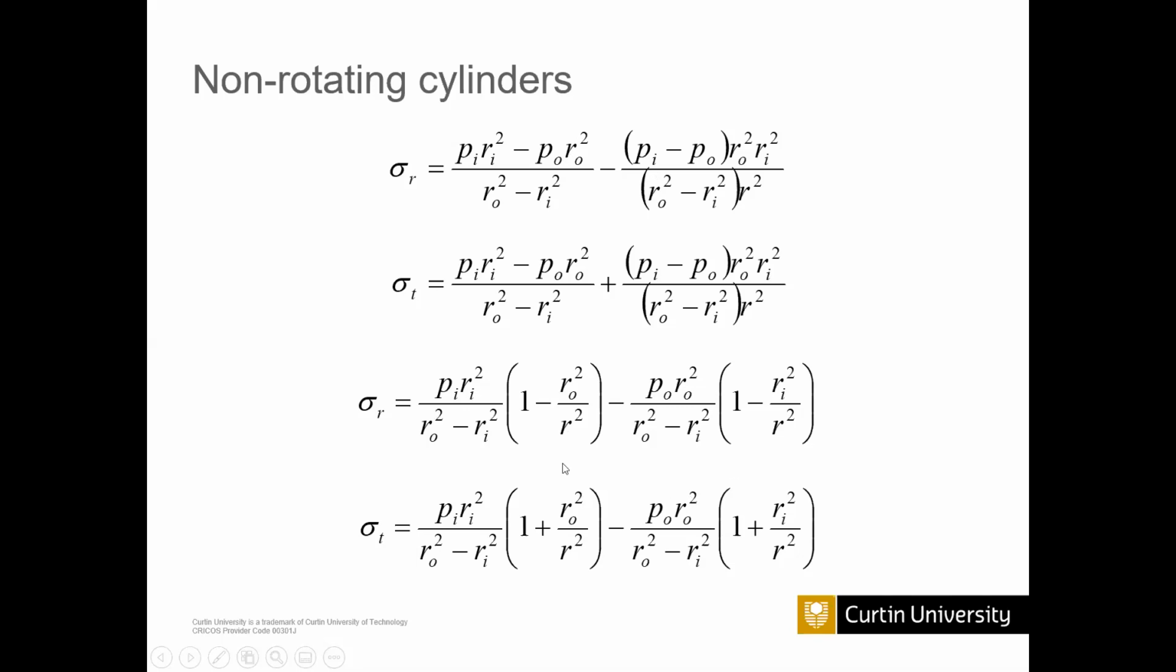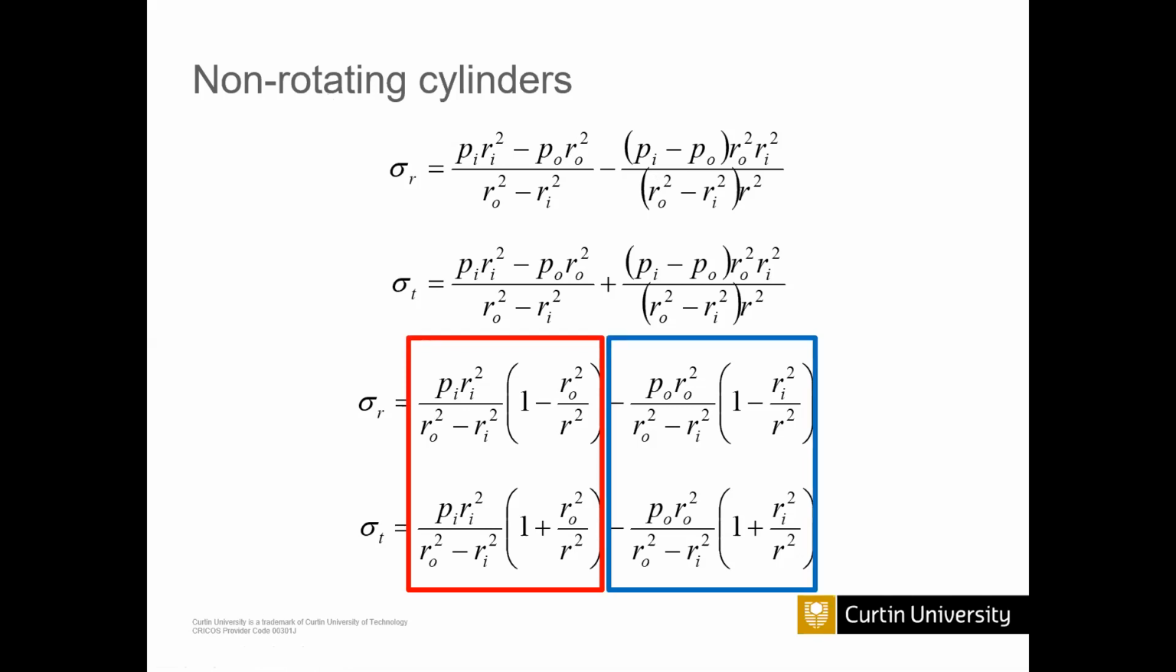Okay, so these are the finalized equations for the radial stress and tangential stress for the non-rotating cylinder. This is not a general case actually. This is non-rotating, so it is only externally and internally pressurized. This is the internally pressurized part, and this is the externally pressurized part.